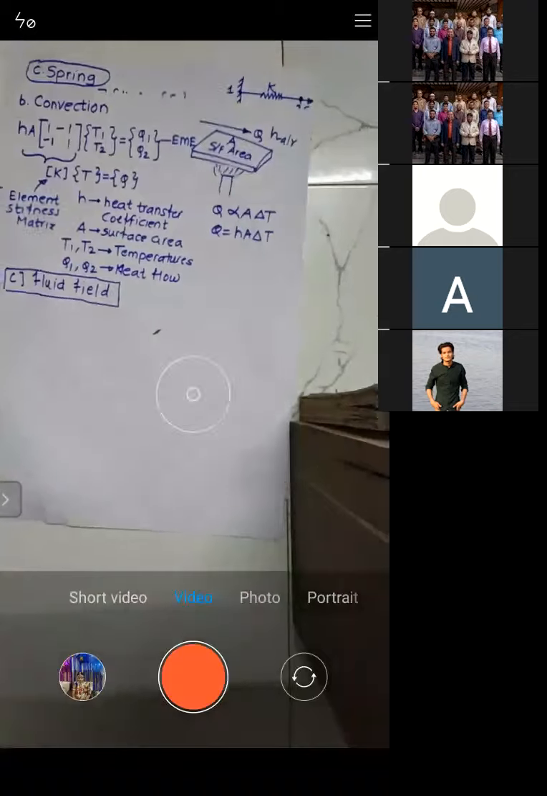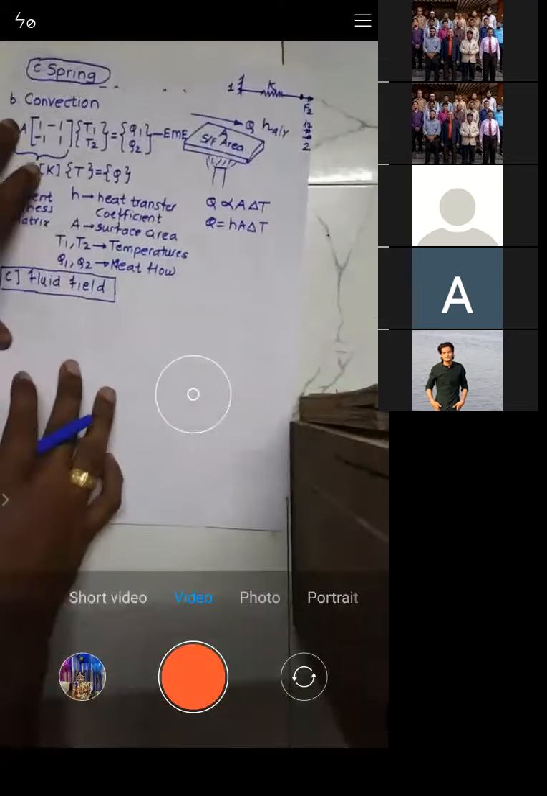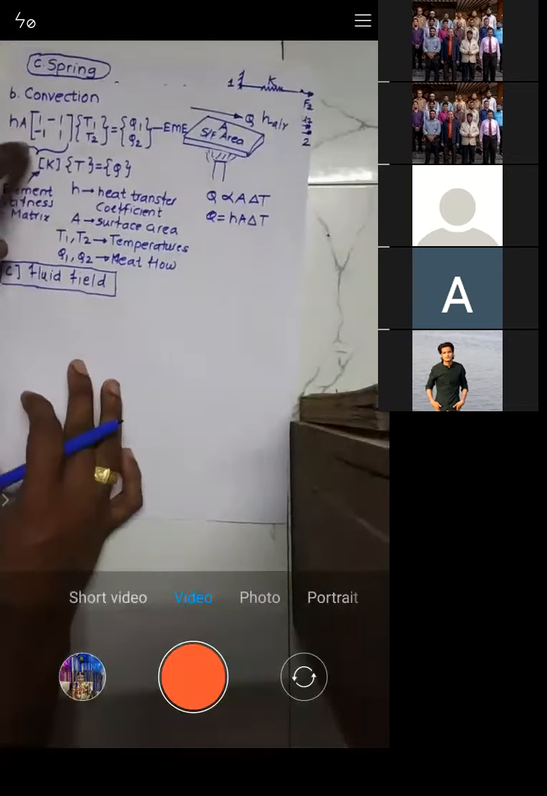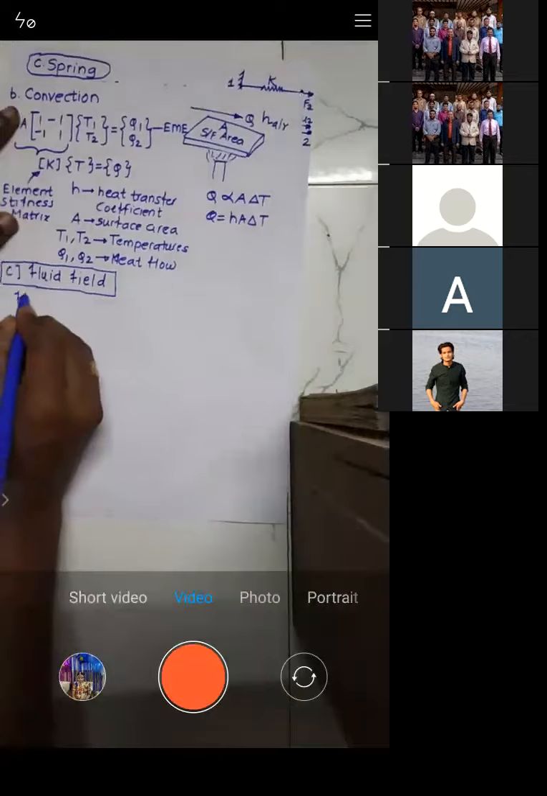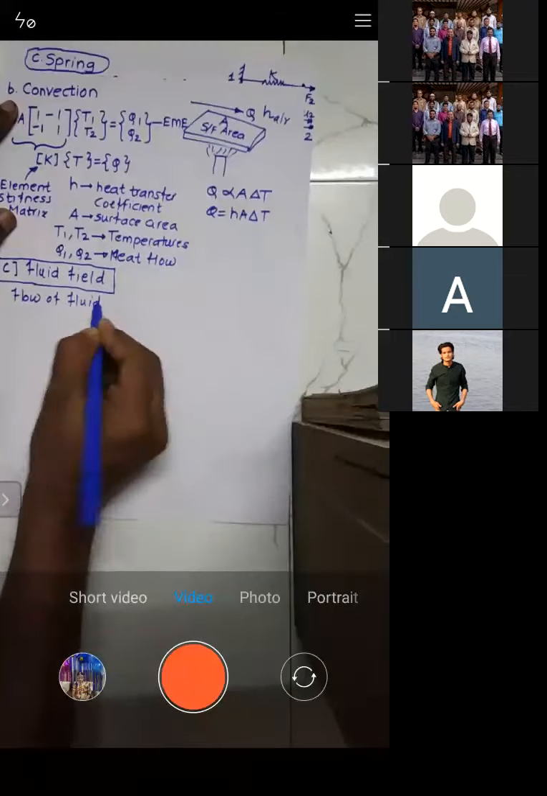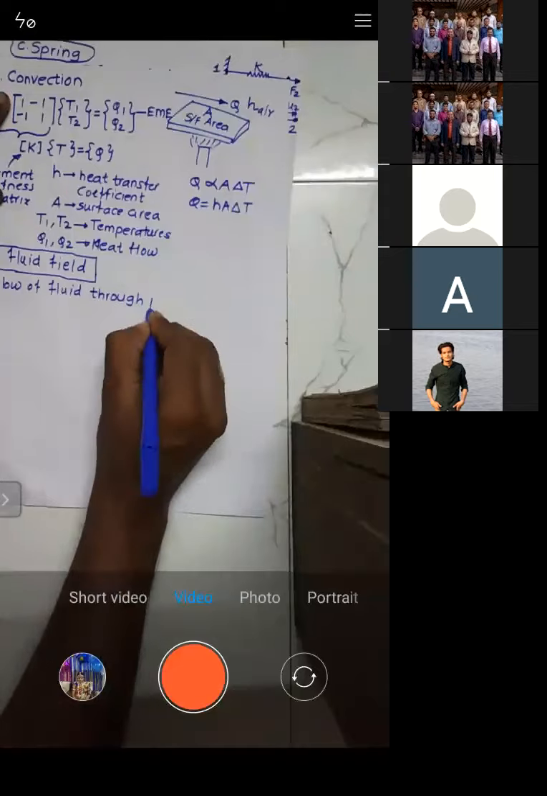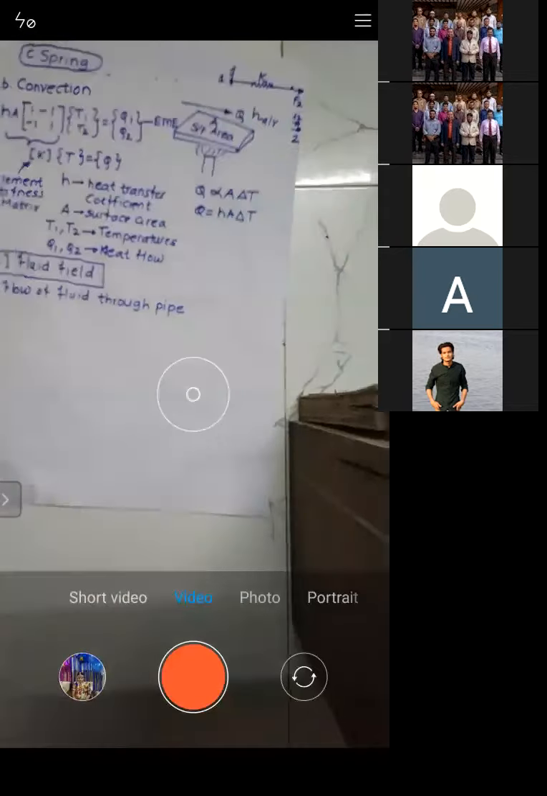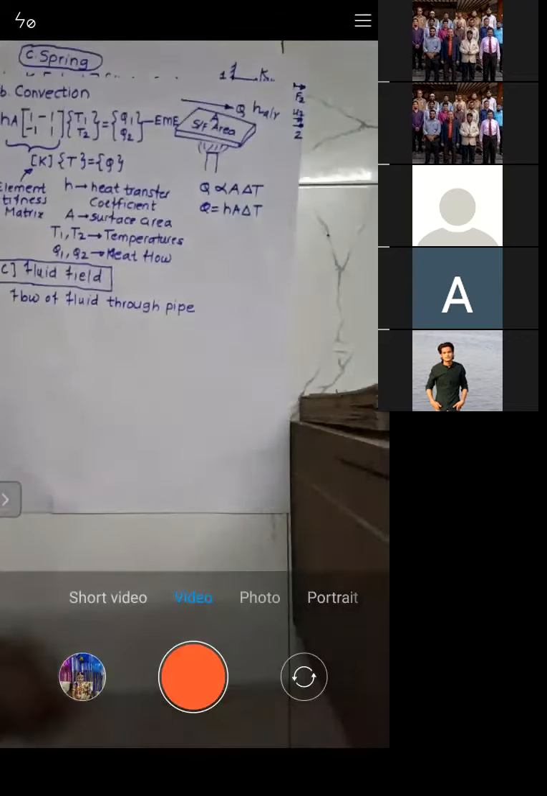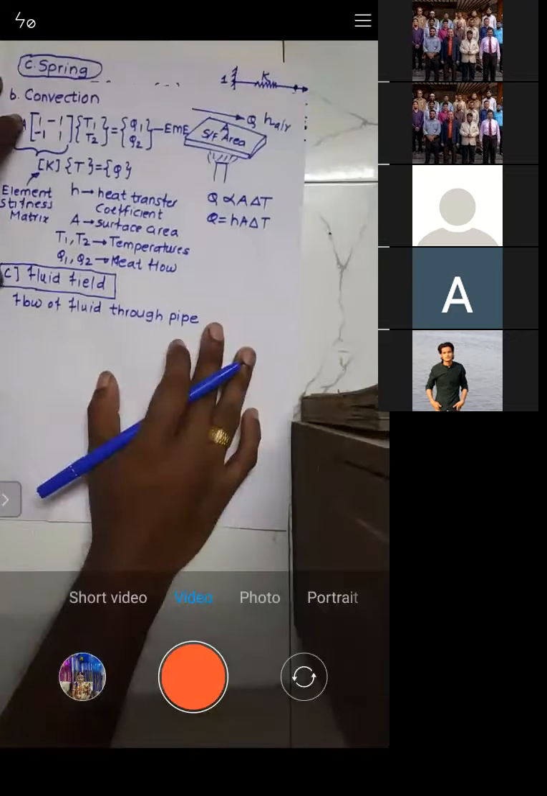So see, when we are interested to determine the flow of fluid through a pipe, how much fluid is flowing through a pipe, obviously we are going to determine the flow in terms of discharge. For that case, try to understand the element matrix equation.